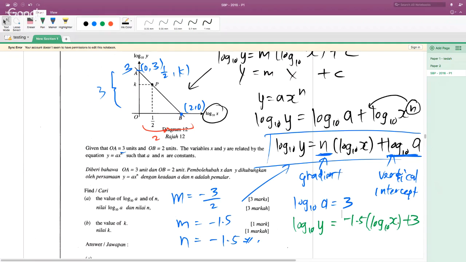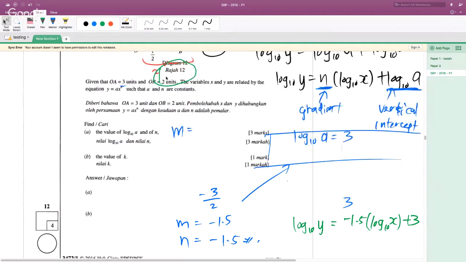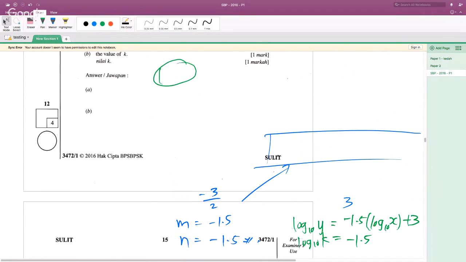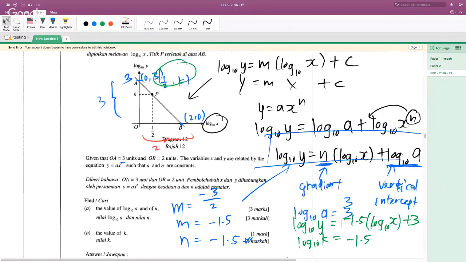All right, so now we have to sub in this coordinate to find k. When x is half, y is k. So this one should be log 10 k equals negative 1.5, and the x is, what's the x value again? The x is half. So this one should be log 10 half plus 3.